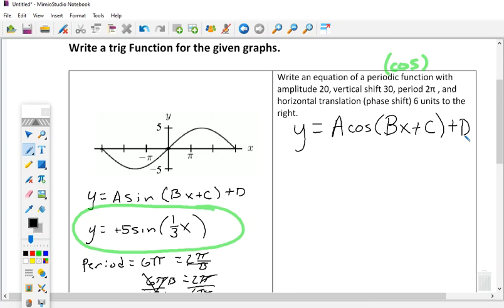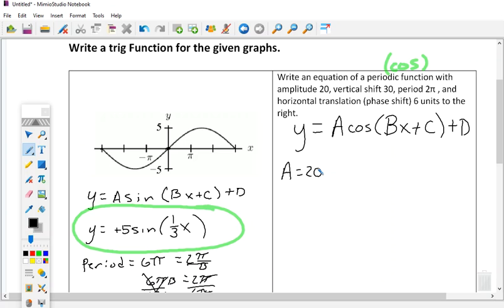You guys are going to talk me through this. Any ideas on this right now? Alright, amplitude is 20. So I know A is equal to what value? Right off the bat. 20.